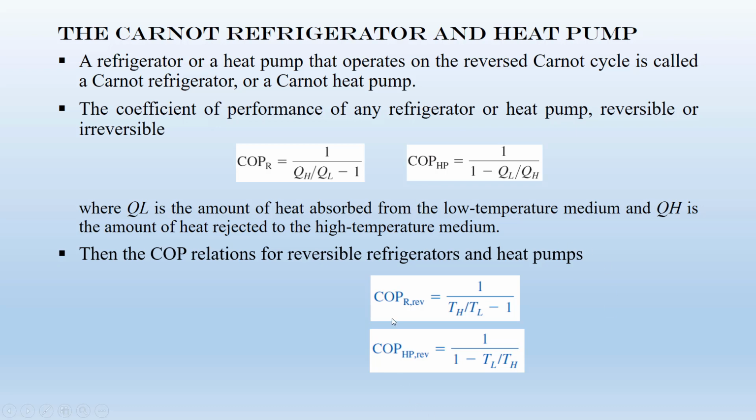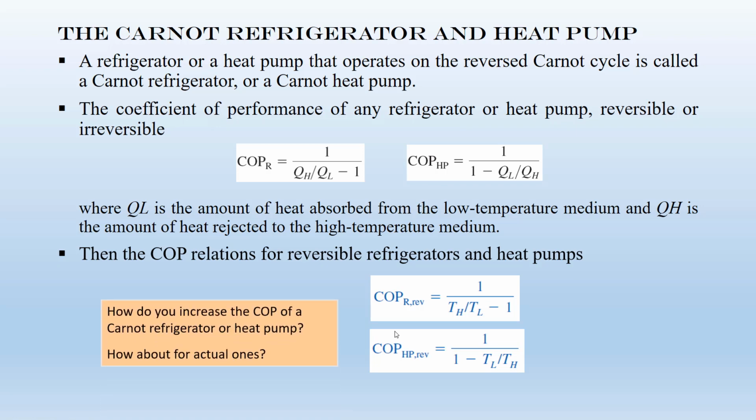Again, guys, keep in your mind that you can use these two correlations to find the COP for the refrigerator and heat pump for both reversible and irreversible ones, but these two equations are just valid for reversible. So you can use this COP as an upper limit for the COP of the refrigerator and heat pump.